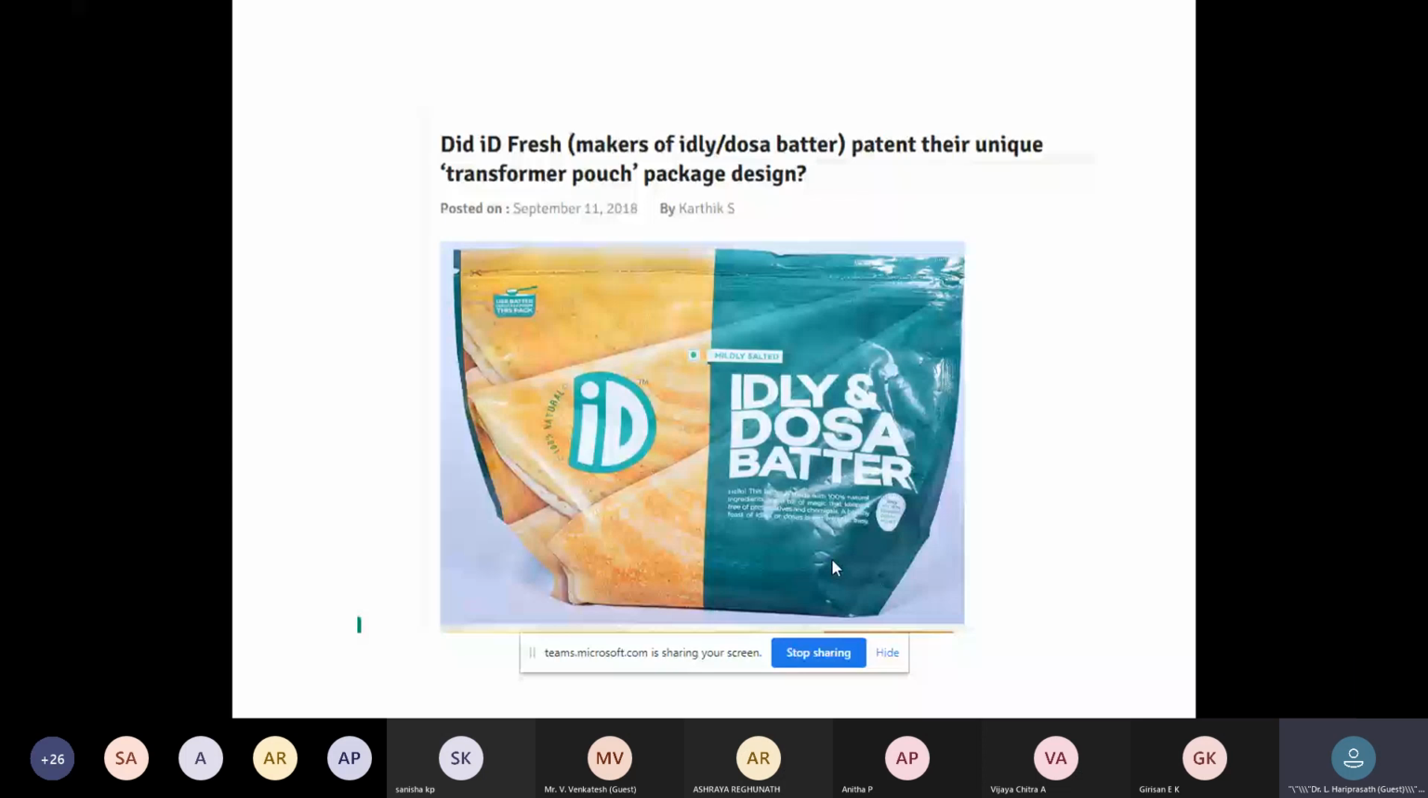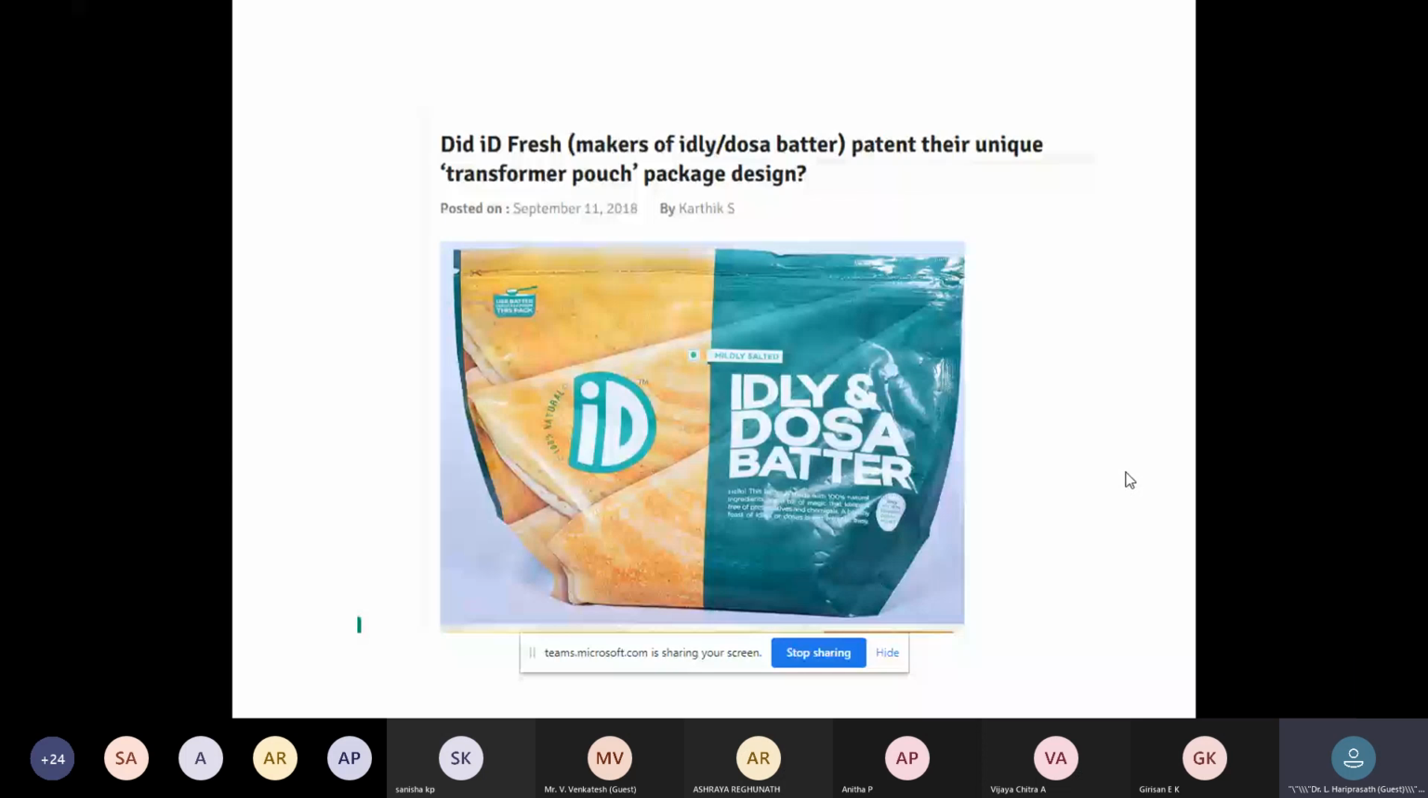And this is to show you an example of the design type of patent. I hope you would have seen this type of package. Most of you would have used this, and seen it on television, in ads and other promotions, like this company called iD. They have come up with a new package for your idli and dosa batter, and they have claimed a design for this packaging. The packaging alone has a design, and they have sought protection for this design.